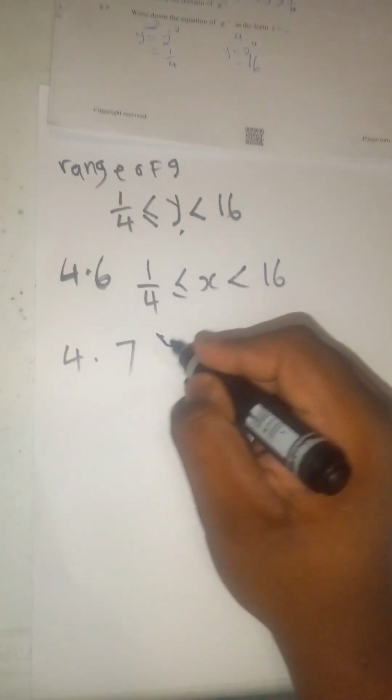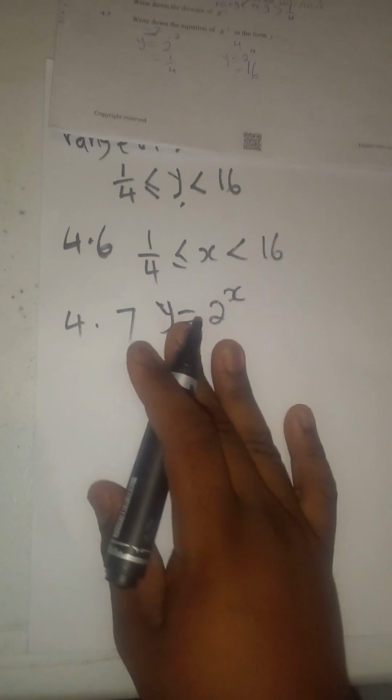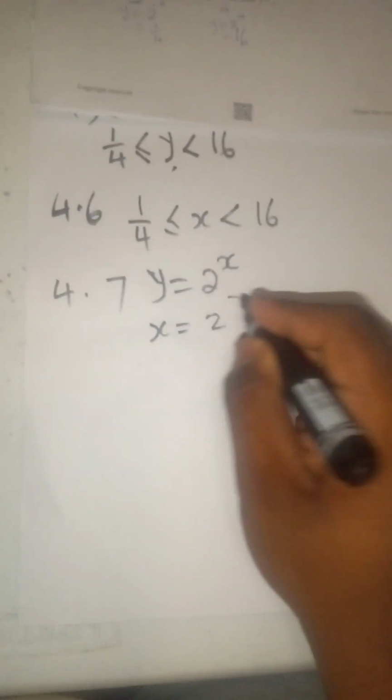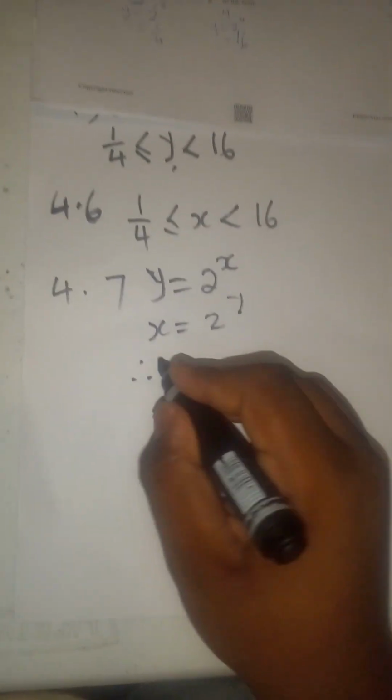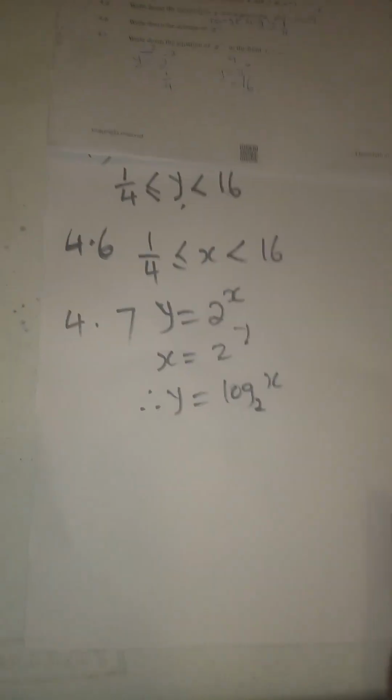What is the equation of g? y is equal to 2 to the power of x. And then the first thing you do is interchange. So x is equal to 2 to the power of y. Therefore, y is equal to log base 2 of x. That was all about this question, guys.